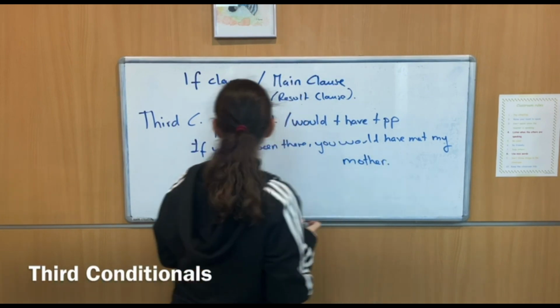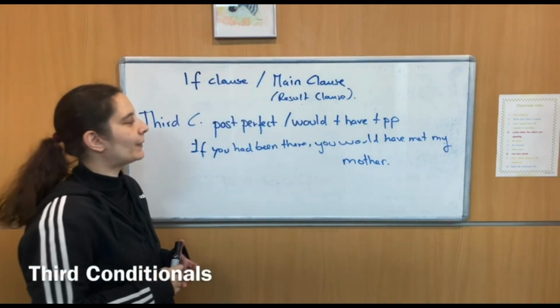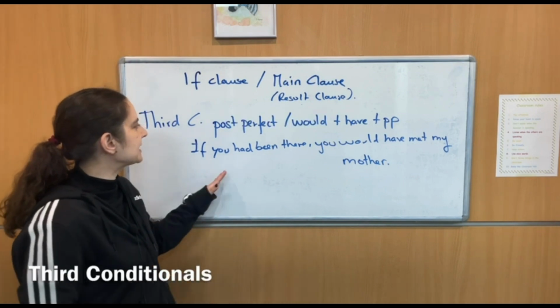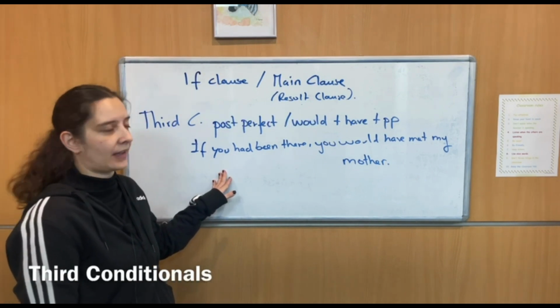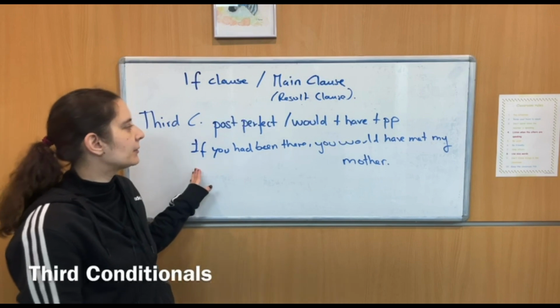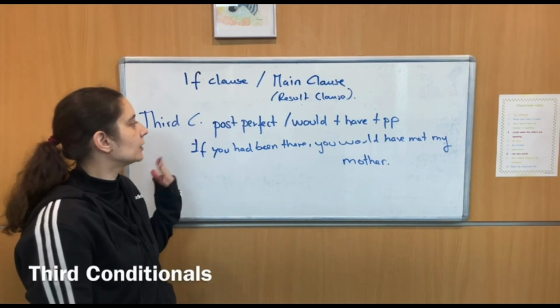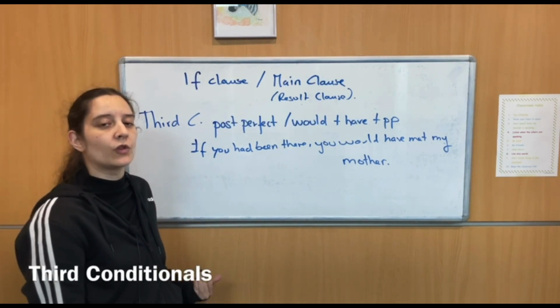So in this case the third conditional is used to talk about past events. This is an imaginary situation because this didn't happen. So if you had been there, you would have met my mother, but you weren't there, so the situation was different.